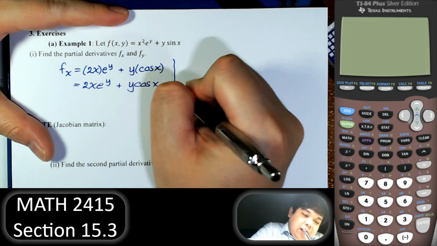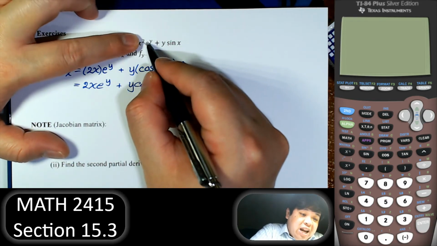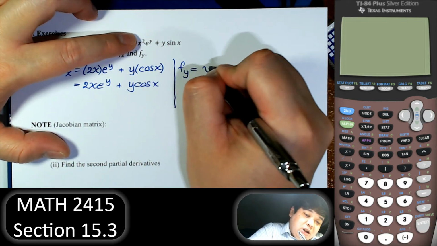Right. And then we take the derivative with respect to y. Once again, only one function has y in it. The x squared is still constant.